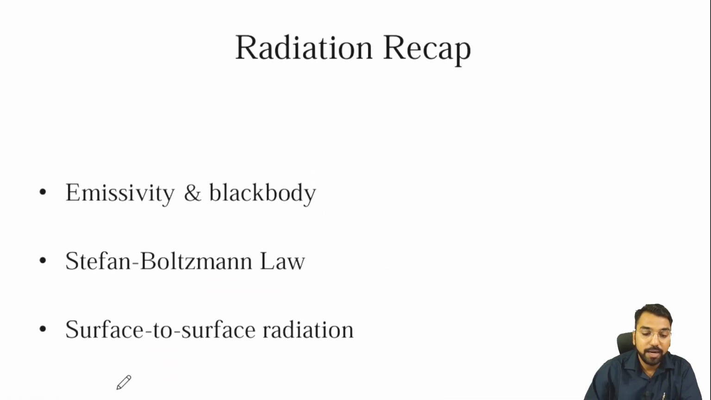So, radiation recap. In radiation we have seen emissivity and the black body. What is emissivity? It is epsilon, which is the emissive power of any object to the emissive power of a black body. And what is a black body?